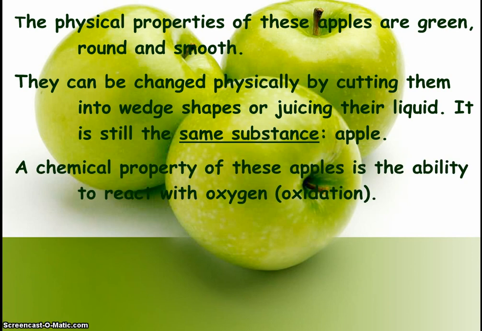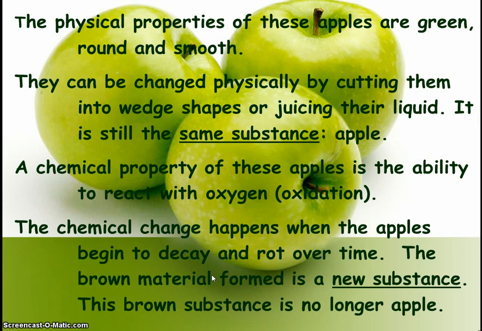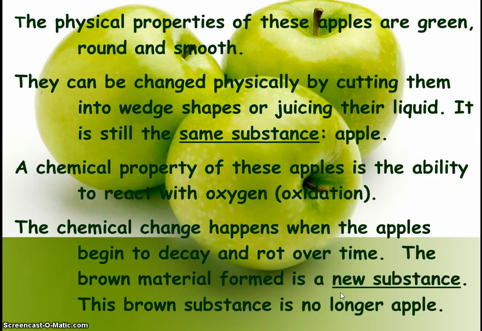Whereas these apples also have chemical properties, and one of them is the apple's ability to react with oxygen, and that's called oxidation. Over time, guys, the apple would chemically change into something new as it began to decay and to rot. It would form a brown substance, which is a whole new substance that is no longer an apple. And so that is a definite example of a chemical change. An entirely new substance is formed.